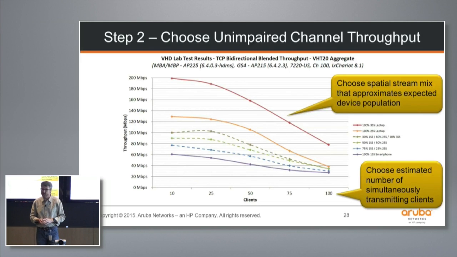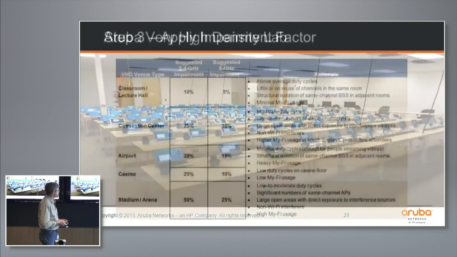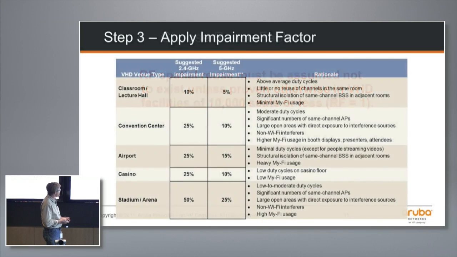So that's how I pick those numbers. These are lab quality data. Again, there's no interference in this environment. We have exclusive use of the spectrum. So the next step is I have to add an impairment.